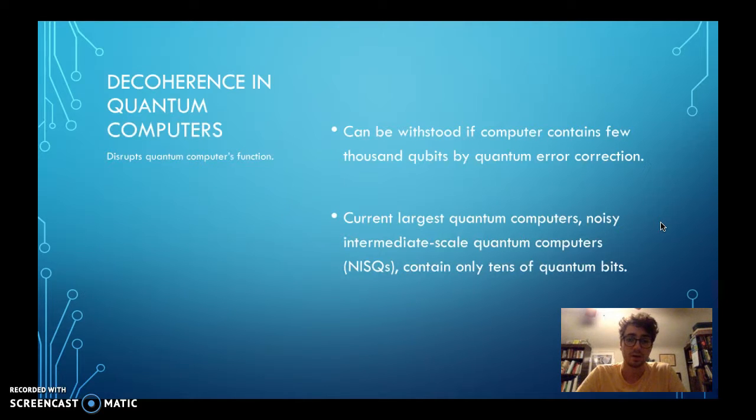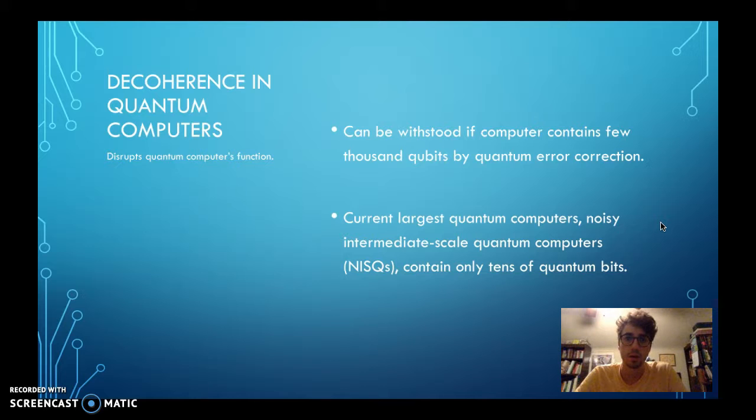Although entanglement helps out a lot with these quantum computers, it does not protect them from an issue called decoherence. Decoherence disrupts a quantum computer's function, which can be very tricky. There has been a lot of research and investigation in how to prevent this decoherence and how to fix it. And researchers have come up with a solution called quantum error correction.